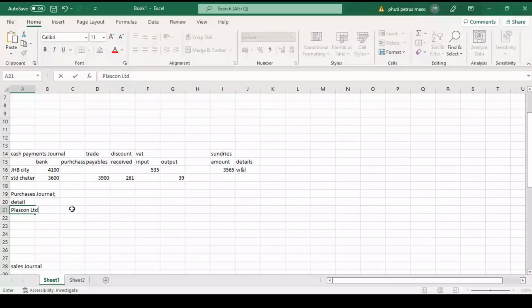And what are the other columns that you're going to have under your purchases journal? You should have creditors. You have the VAT. It attracts the VAT input, right? And then you're going to have purchases. Okay. So it means that you're going to have creditors. You're going to have VAT input.